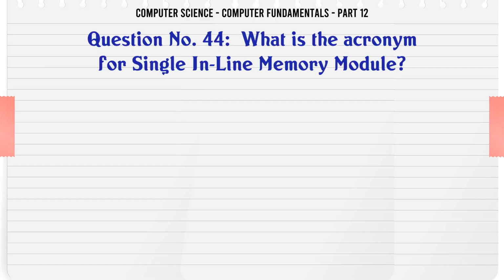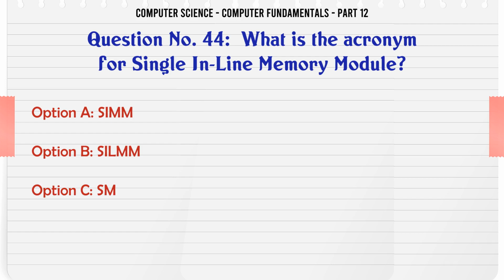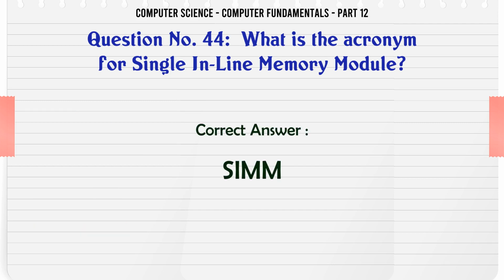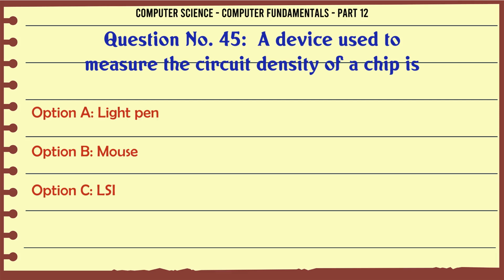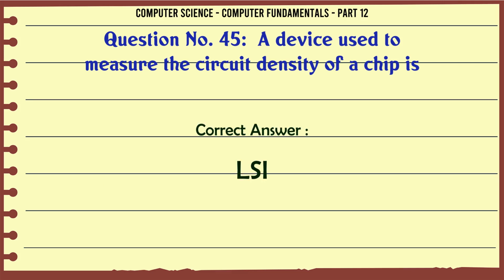What is the acronym for Single Inline Memory Module? A. SIM, B. SILM, C. SM, D. SMM. The correct answer is SIM. A device used to measure the circuit density of a chip is A. Light pen, B. Mouse, C. LSI, D. All of the above. The correct answer is LSI.